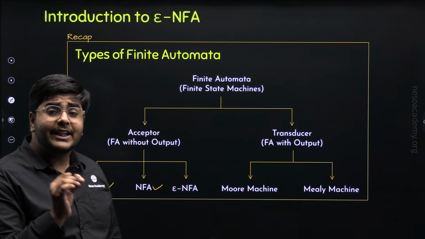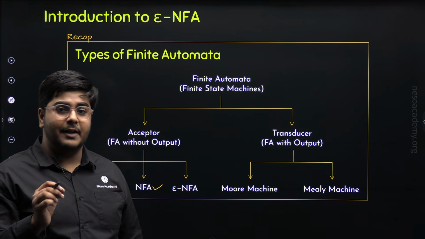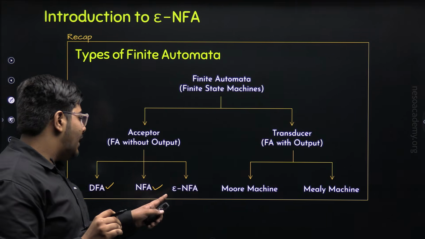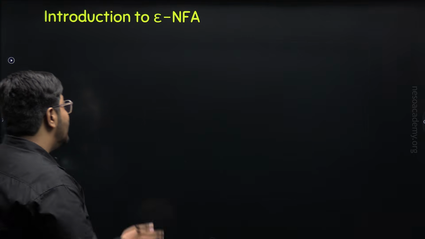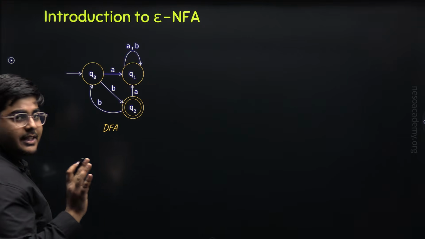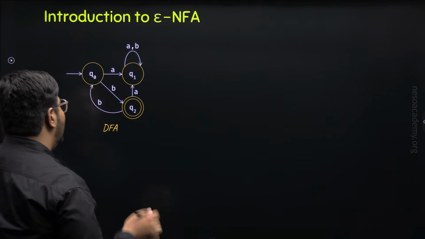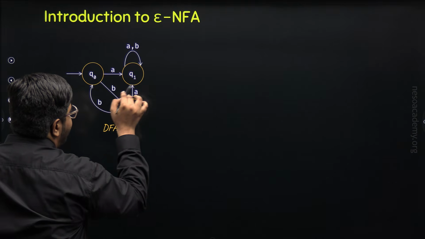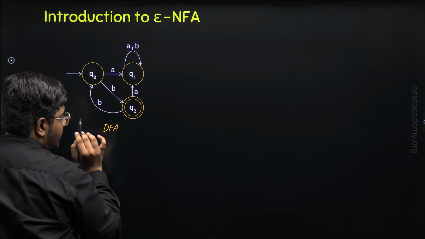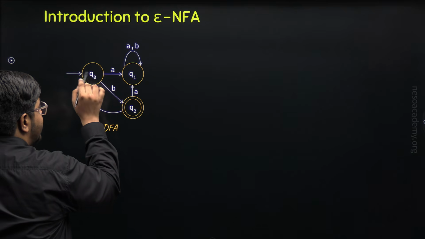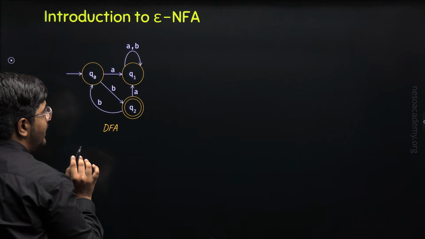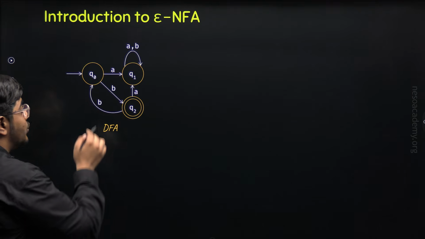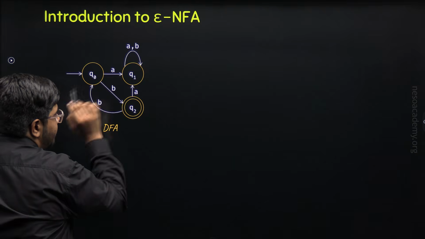But we will not directly jump into the formal definition of epsilon-NFA. Before that, I will develop a basic intuition regarding epsilon-NFA. So you all know what is a deterministic finite automata. I have told you, in case of DFA, for every current state, there is only one next state for a given input symbol. Also, every state should have a transition for every input symbol, and in DFA, there is no epsilon transitions. So every transition is caused by an input symbol.